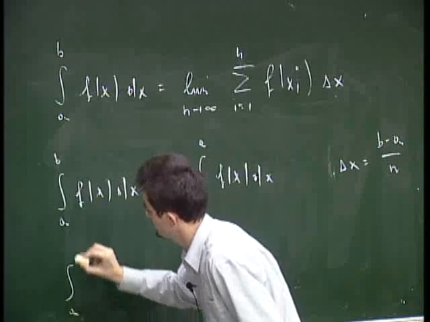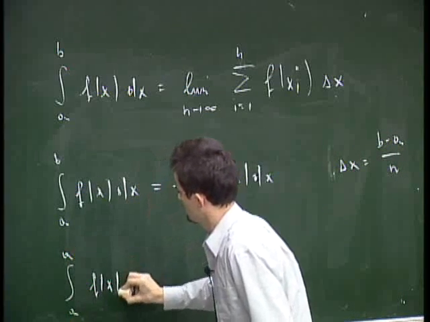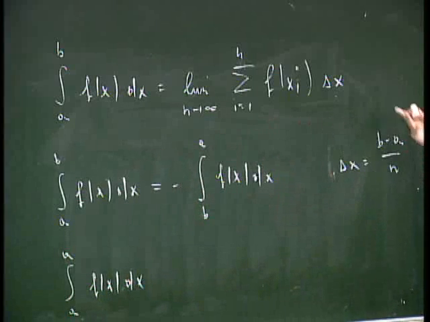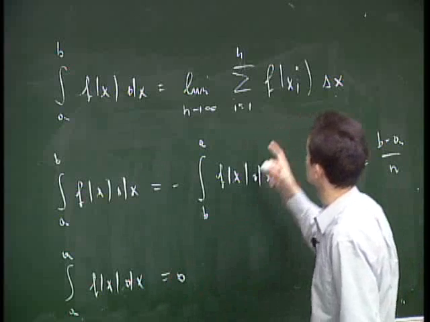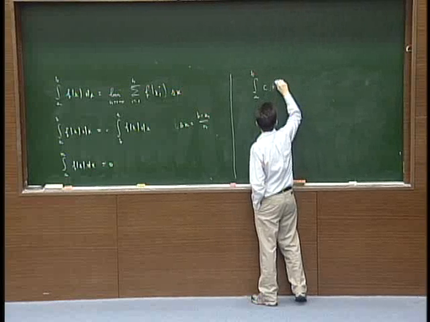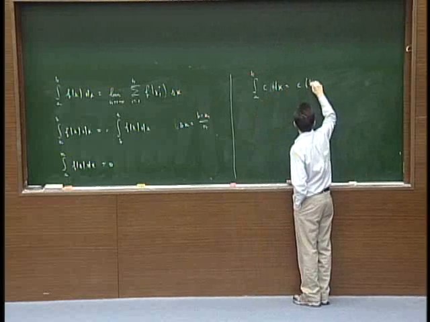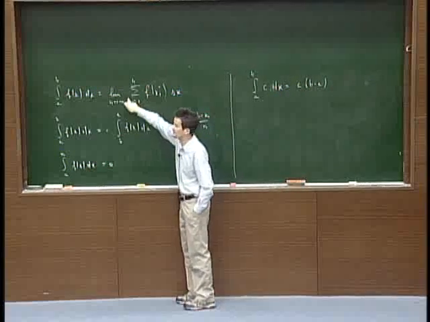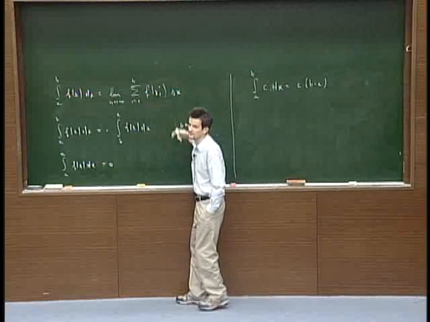And another simple rule is, if you want to evaluate this integral with equal limits, you see that delta x is equal to 0. So what you have is 0, just from the definition. Now, some more rules, which you also see immediately from the definition, is that the integral from a to b of c dx is c times b minus a. Because you see that c is here, you can take it out. The rest just sums up to b minus a.